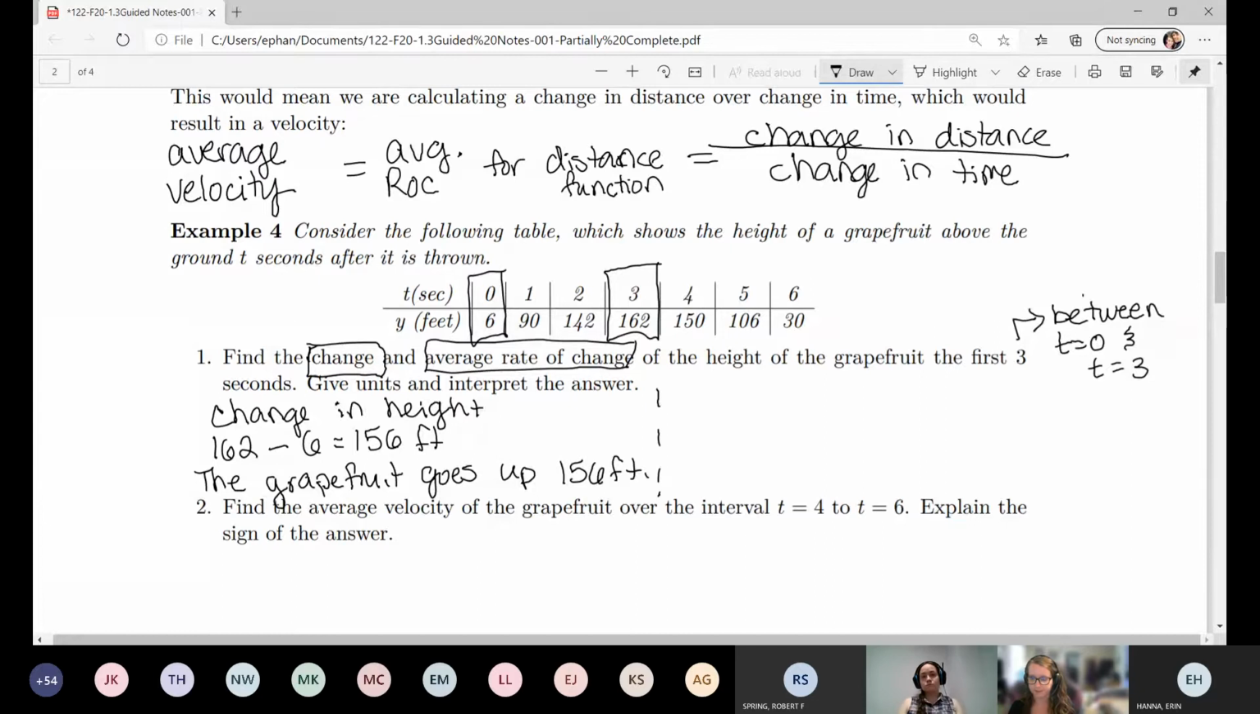Questions about that? Average rate of change.